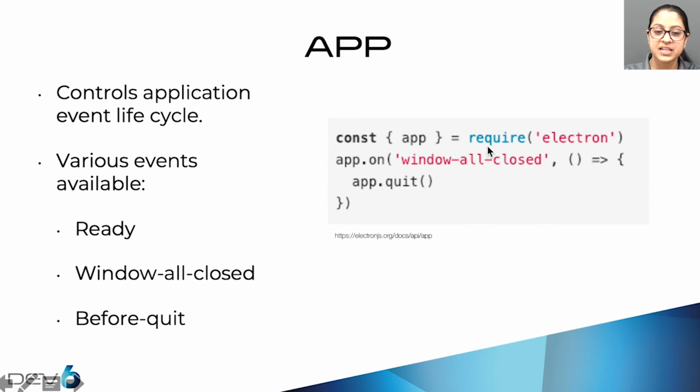In the first line, I have used require('electron'). That means I'm calling the Electron package and getting this app module out of it. And on app.on, that's the way I'm listening to an event. So I'm listening to this particular event here, window-all-closed. That means when all the windows are closed, I want to tap in my own function. That means I want to quit the app. It's as simple as app.quit, and your entire desktop app will close. There are so many events available: ready, window-all-closed, before-quit, and many more. That's how you will be using it in the main process.